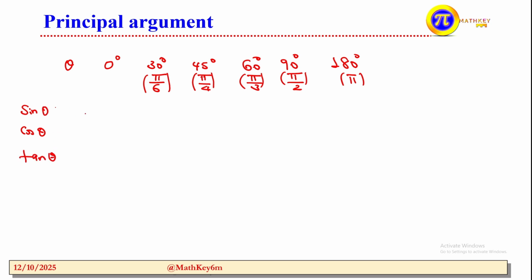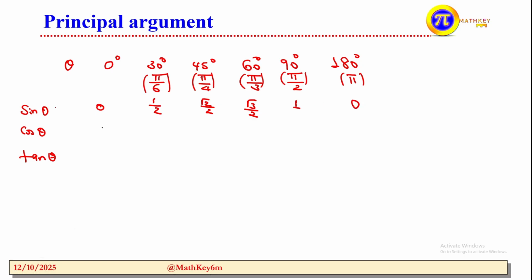Here is sine theta. The value of sine at 0 is 0. Sine 30 is half. Sine 45 is root 2 over 2. Sine 60 is root 3 over 2. Sine pi over 2 is 1. Sine 180 degrees is 0.